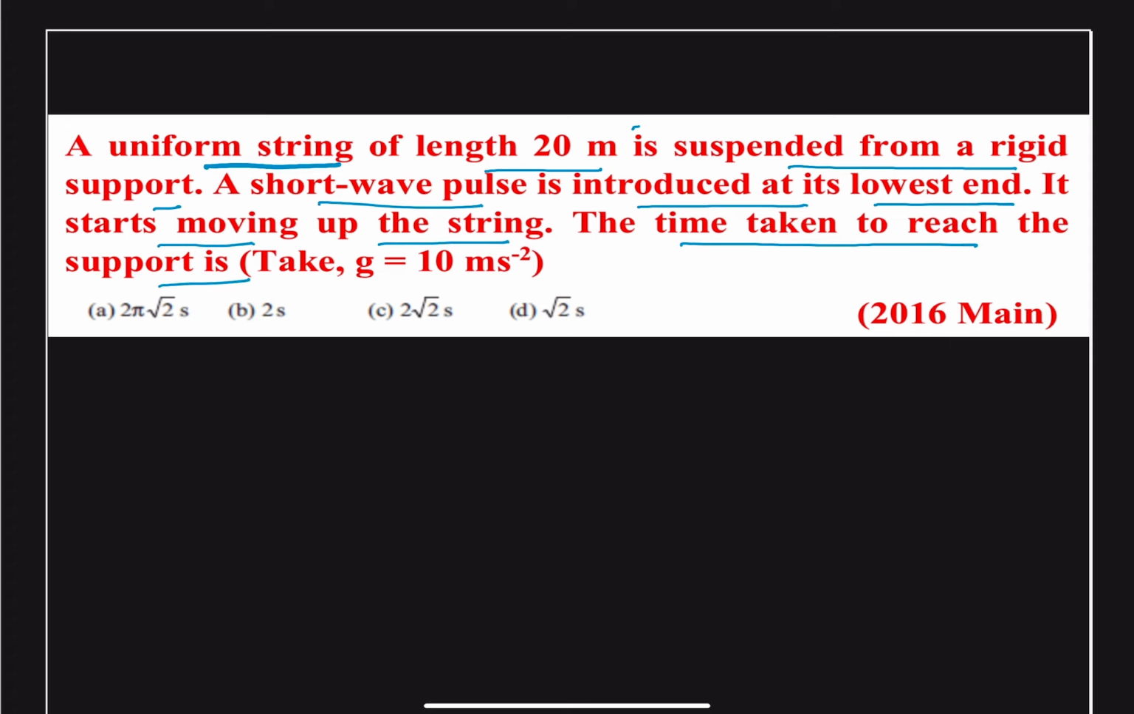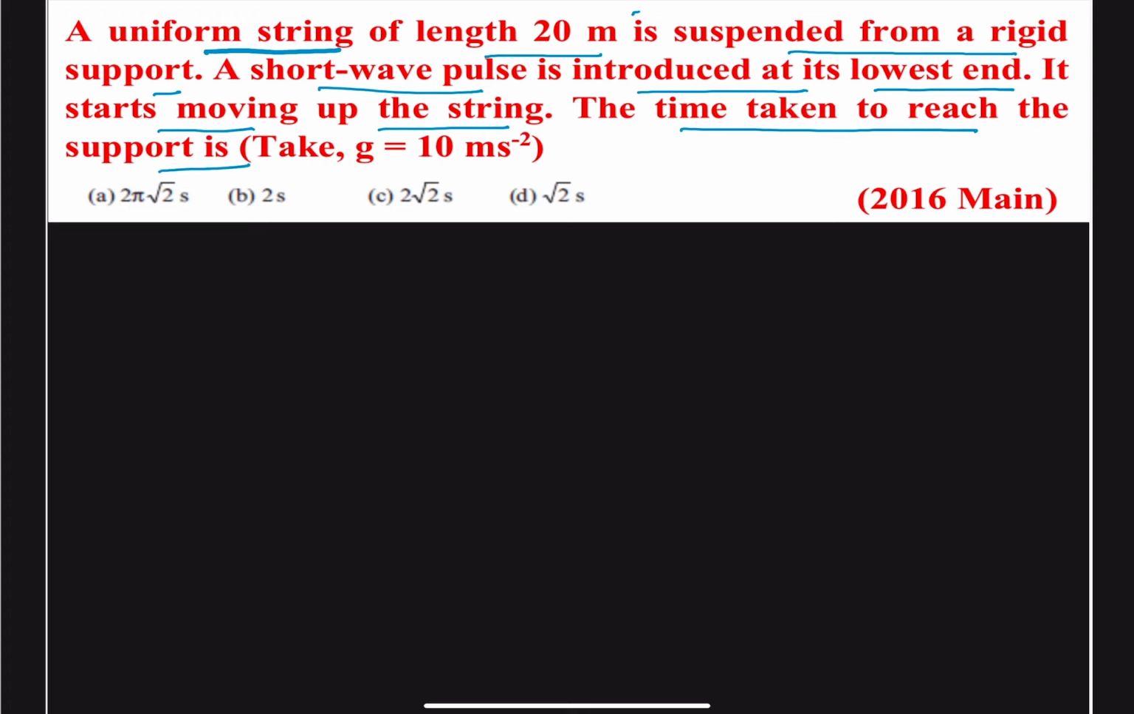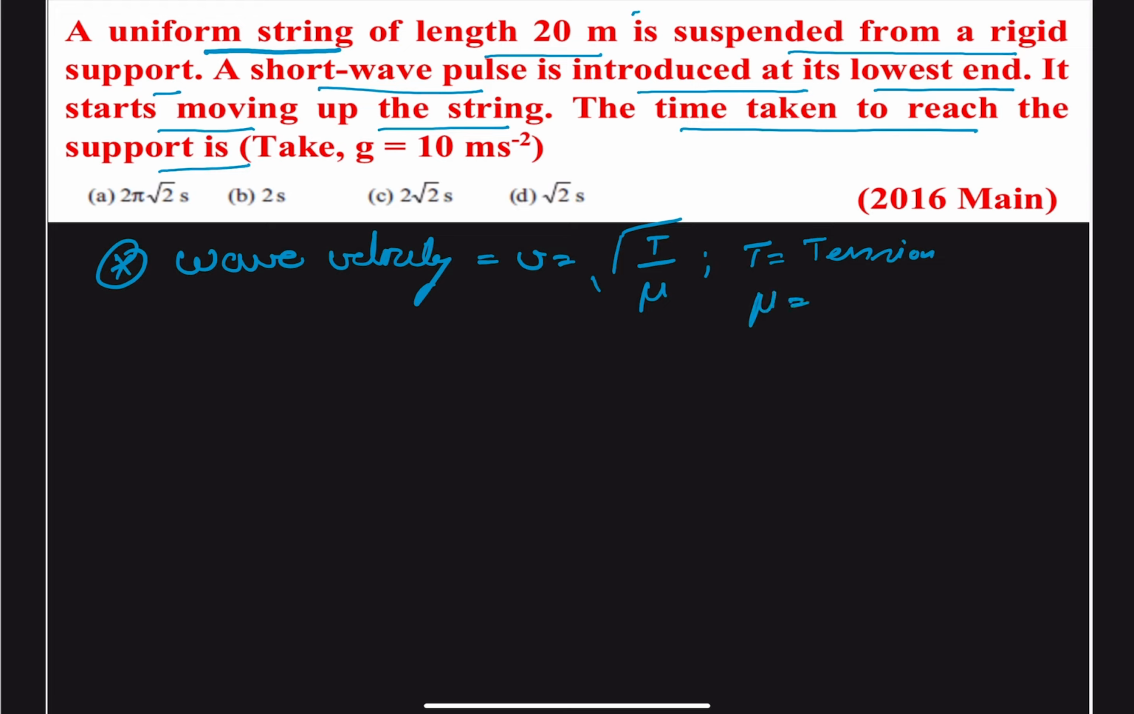So this question is based directly on the formula. So we have to find out the wave velocity, and wave velocity we can easily relate with the time. So we start from the wave velocity. We know that our wave velocity, which is represented as v, is equal to square root of T divided by mu, where T is the tension and mu is the mass per unit length. So we have to find out the tension.